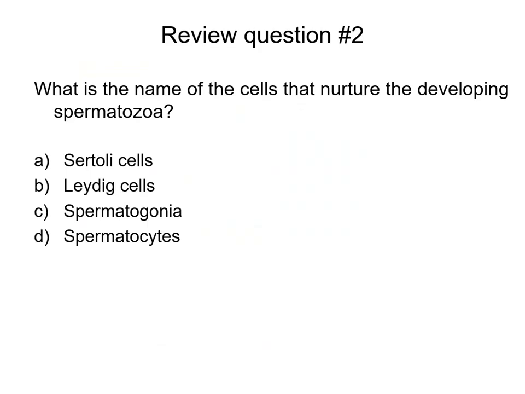So we've covered a lot of material. Take a moment to see if you can answer this question. What is the name of the cells that nurture the developing spermatozoa? Take a minute and pause the video. Okay, and so the answer in this case is A, Sertoli cells, also known as sustentacular cells. They are the ones that provide the nutrients and the support matrix for the developing spermatozoa.